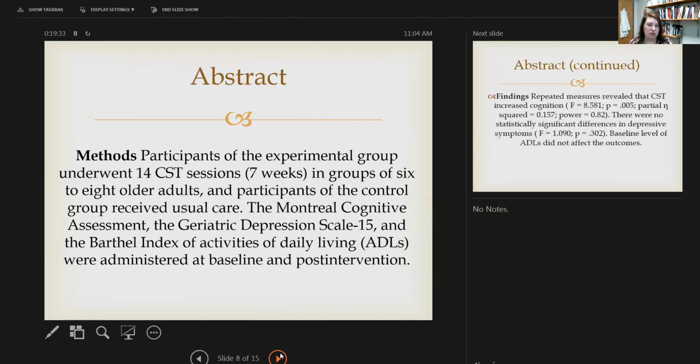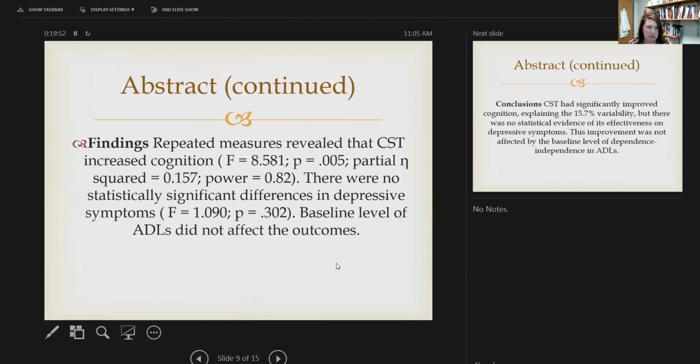There are some tools that were used here at baseline and then after the interventions to kind of measure, did this therapy have any effect at all? And so they used a Montreal Cognitive Assessment, the Geriatric Depression Scale 15, and the Barthel Index of Activities of Daily Living. What did this study show?